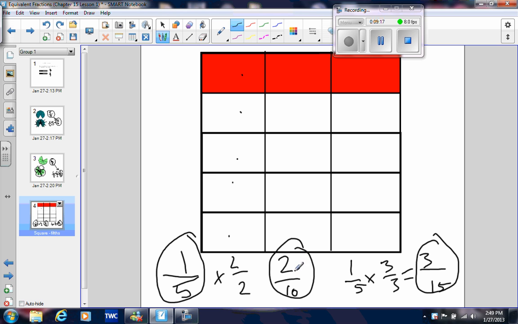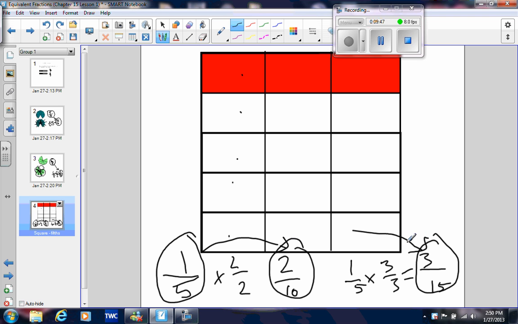Now, it's not that 2/10 and 3/15 would be the only 2 equivalent fractions. There's in fact an unlimited number, because you can multiply the top and the bottom, or the numerator and the denominator, by any number you want to, and you will come up with an equivalent fraction. I just kind of wanted to do a couple here that you could actually see the picture of, see it happening. Taking the same amount, breaking it up into different size pieces, and ending up with equivalent fractions.